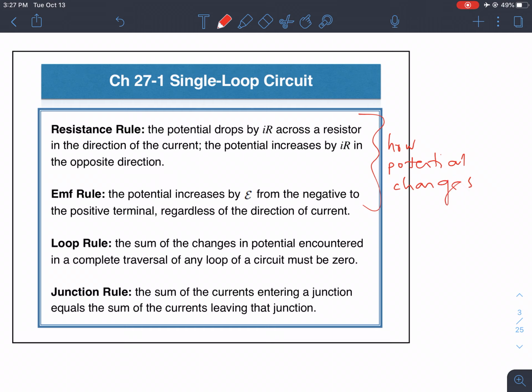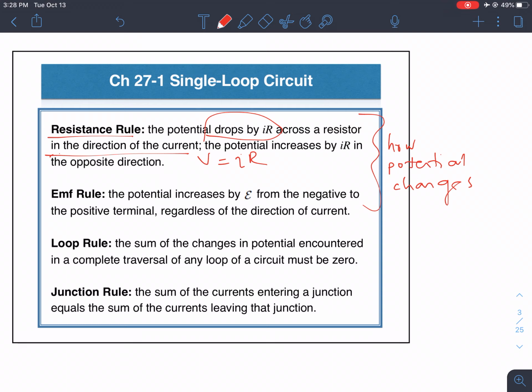Okay, so the resistance rule is that the potential drops by I times R across a resistor in the direction of the current. So if you're going along the direction of the current, then you will have a drop by IR, because it comes from Ohm's law, right? V is equal to IR, and V is the potential. So it will be either a drop or an increase depending on the direction.